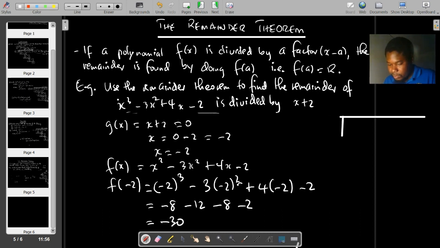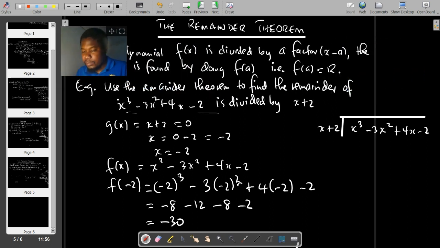We'll put our dividend here. Remember, it's already in order, so we don't have to manipulate anything. So x to the power 3 minus 3x squared plus 4x minus 2, and then here we put x plus 2. So it's x into x to the power 3, you get x to the power 2. x to the power 2 times x is x to the power 3. x to the power 2 times 2 is plus 2x squared.